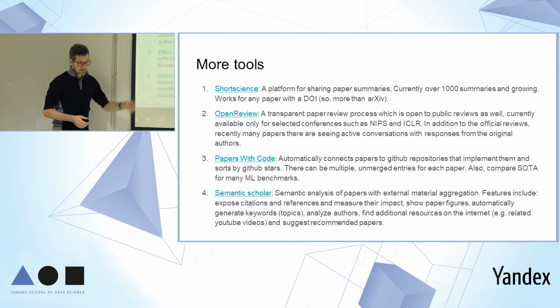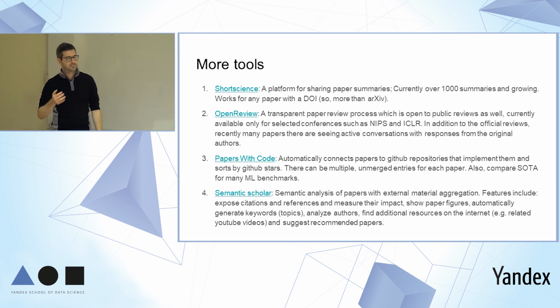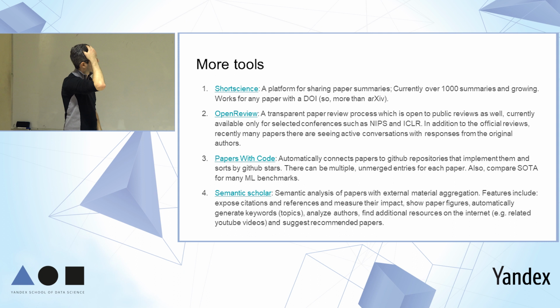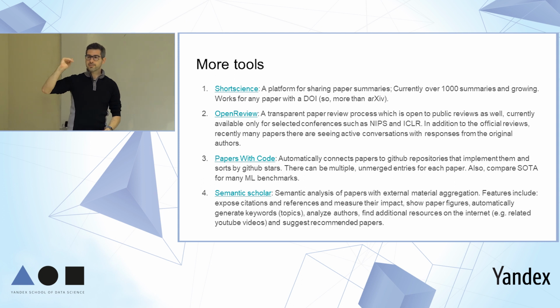Open Review is a nice experiment for some conferences like NIPS or ICLR, where the reviews for the papers are online. You can see what the reviewer wrote. Everybody can see.